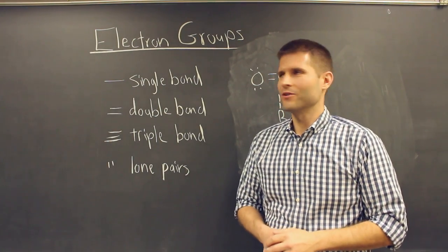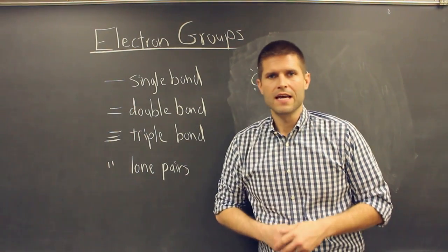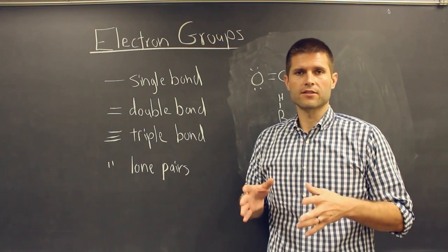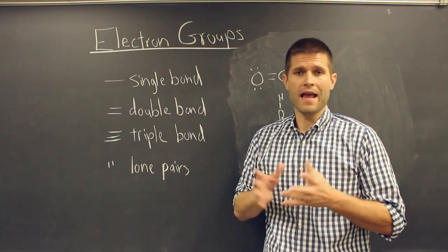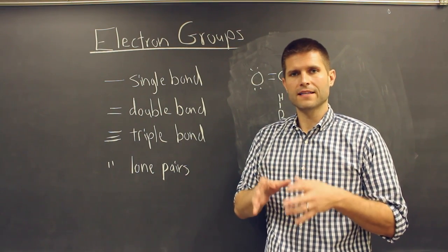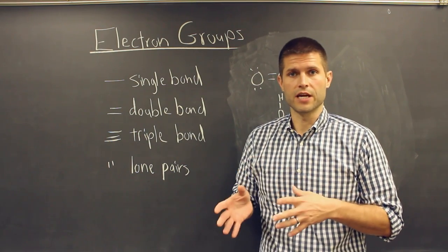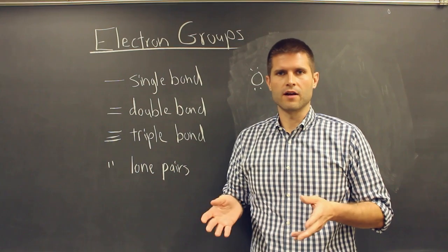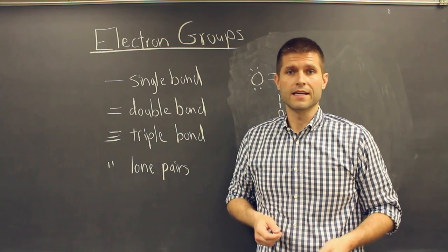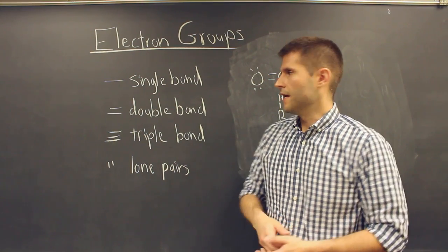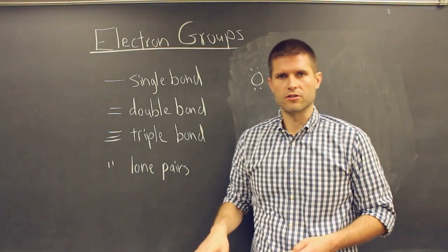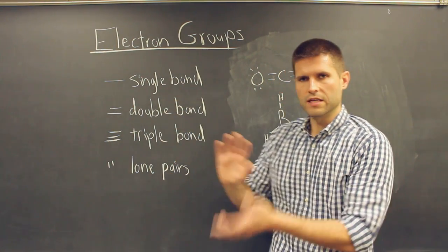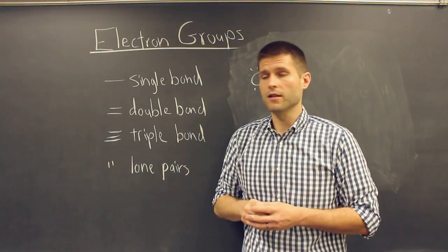Hello, in today's video we're going to be discussing electron groups and how the number of electron groups surrounding a central atom in any given molecule will affect that molecule's shape. So in order to identify how many electron groups are surrounding a central atom, we first need to understand what an electron group is. Now in chemistry there are 4 different types of electron groups, and I'm going to go through them now so then we can easily count them in any given molecule.